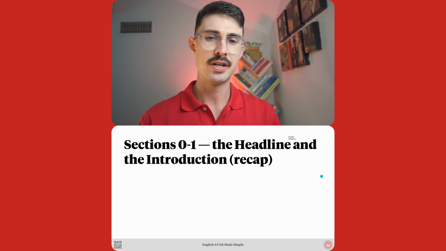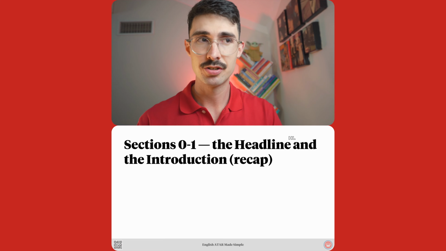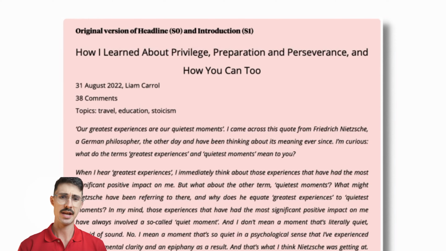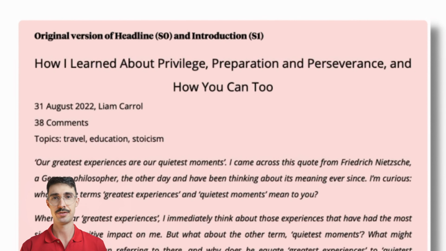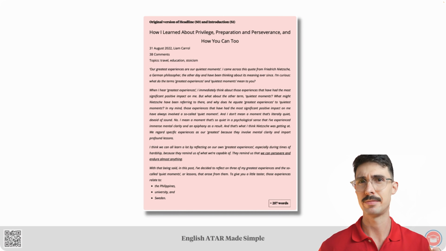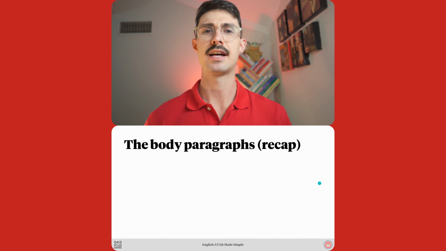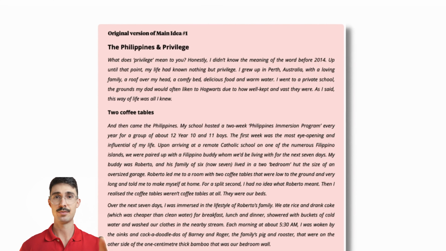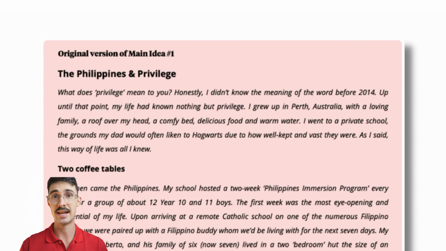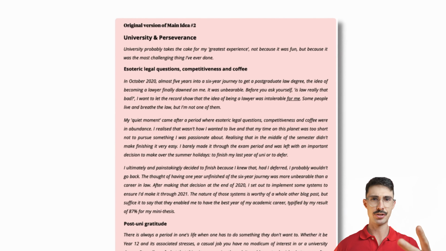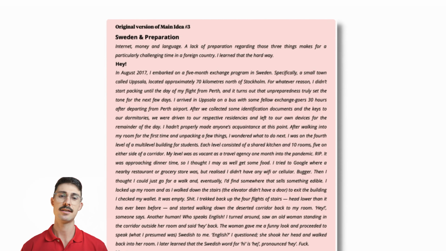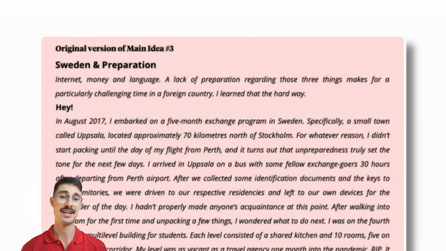Sections 0 to 1, the headline and the introduction. The headline of the blog is how I learned about privilege, preparation, and perseverance, and how you can too. Hopefully you can recall what it's about. These were the body paragraphs that we analyzed in relation to this example. Starting with main idea 1, it's all about the Philippines and privilege. Main idea number 2 talks about university and perseverance, and main idea number 3 talks about Sweden and preparation.